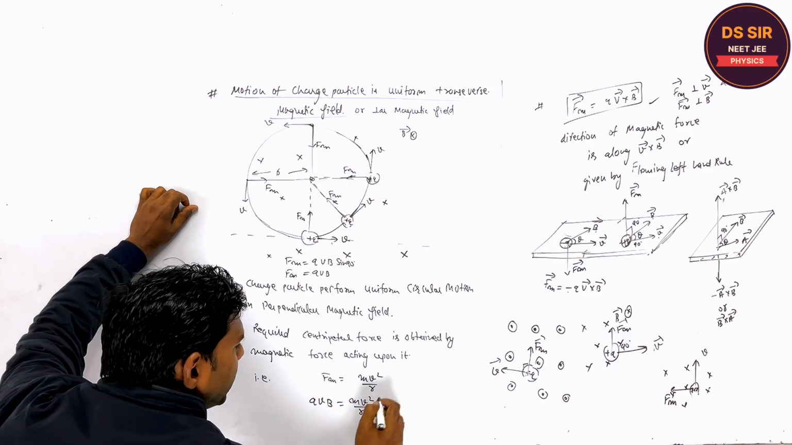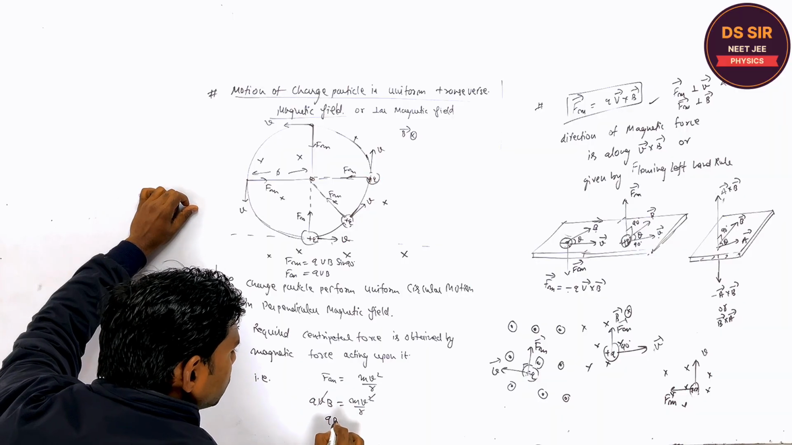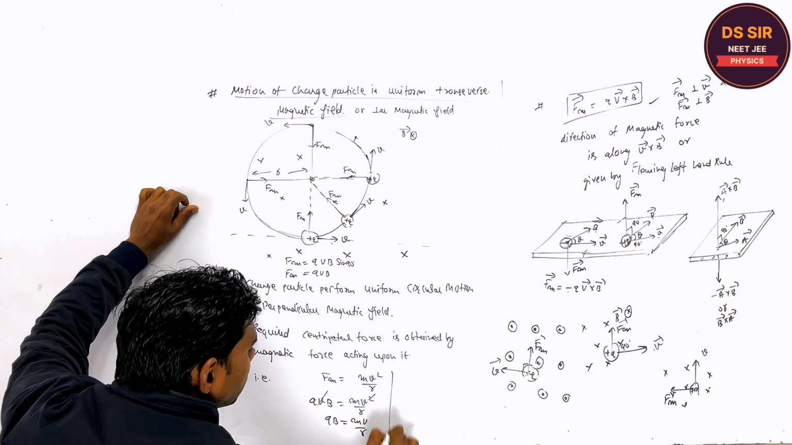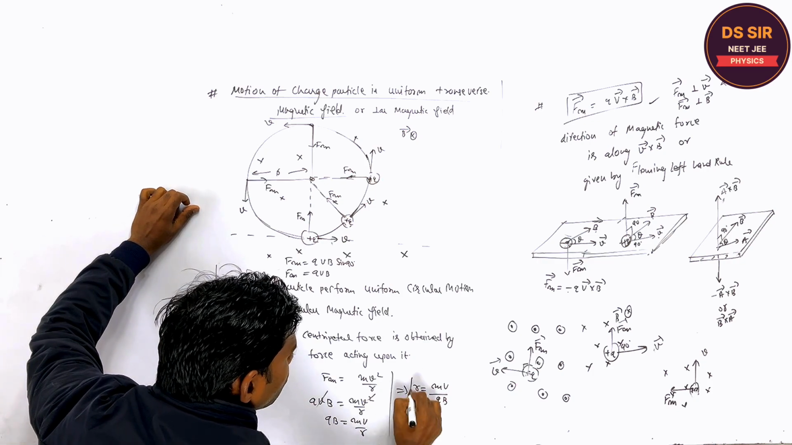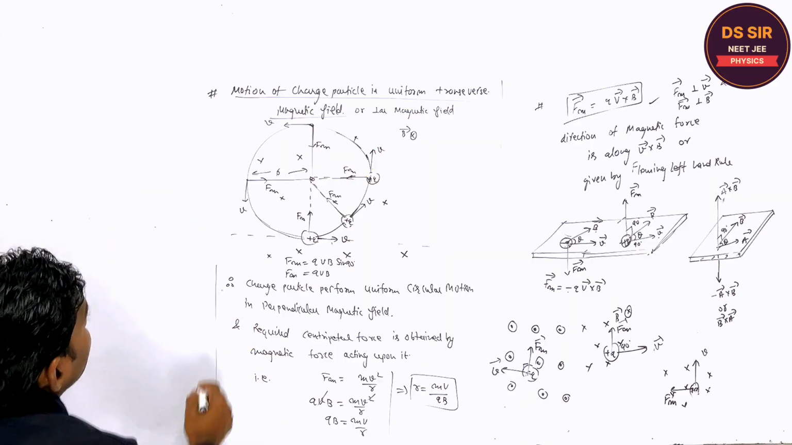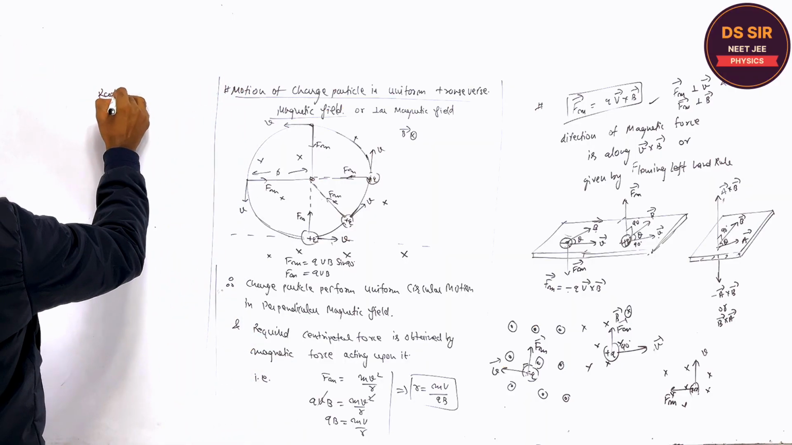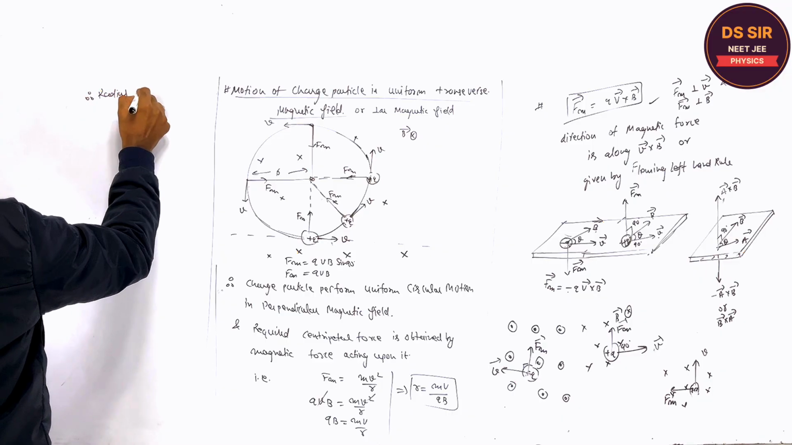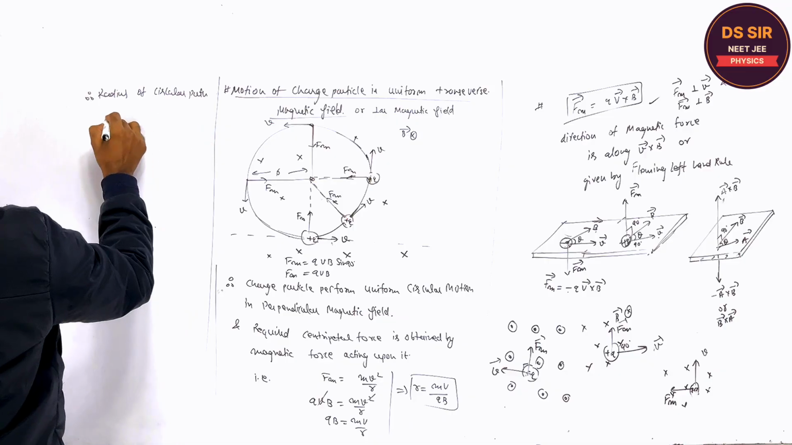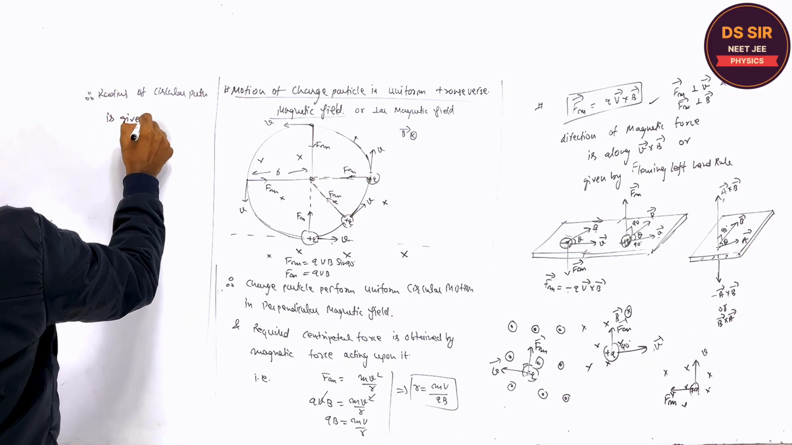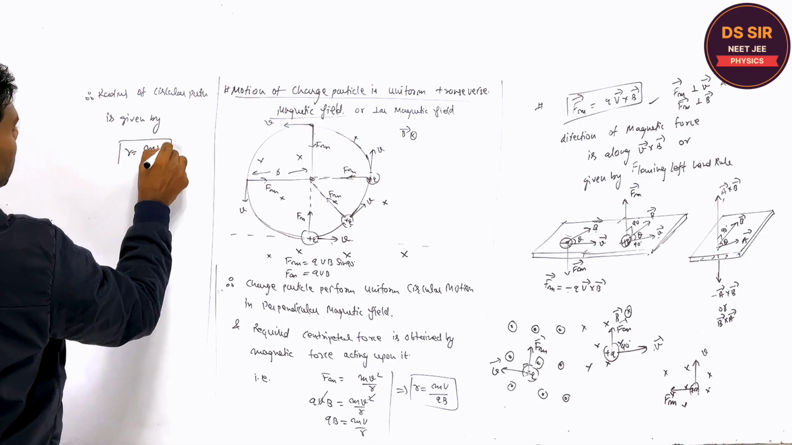Right. So what is the radius of the path? The speed v cancels out. qB is equal to what? mv upon r. This implies that the radius of the charged particle's path is mv upon qB. Is it clear or not? So I'm writing this side, you may write. Therefore the radius of the circular path is given by r is equal to mv upon qB, right?